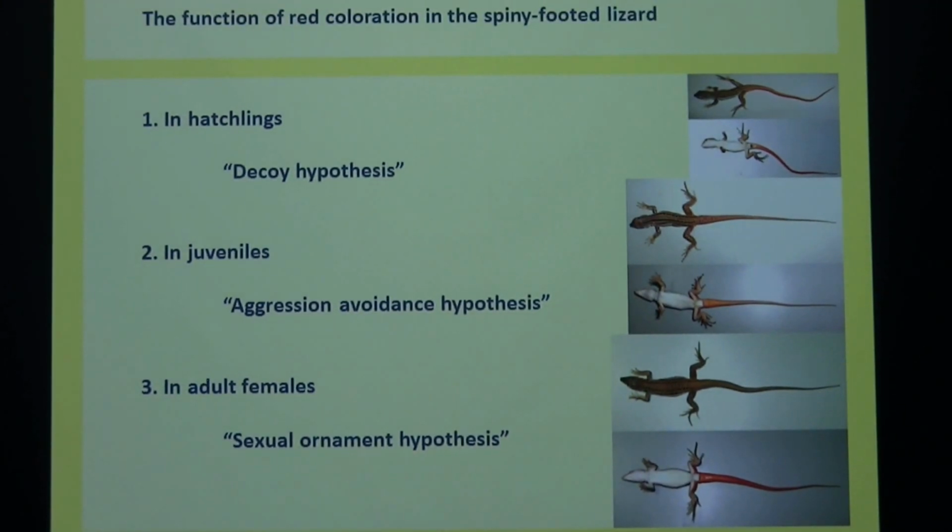Now I'm going to talk about the function of the red color in the spiny-footed lizard. This function might be different in different life stages, and in fact we had different hypotheses for hatchlings, juveniles and adults. These hypotheses were the decoy hypothesis in hatchlings, the aggression avoidance hypothesis in juveniles, and the sexual ornament hypothesis in adult females. In the three hypotheses, the red color has a signaling function.